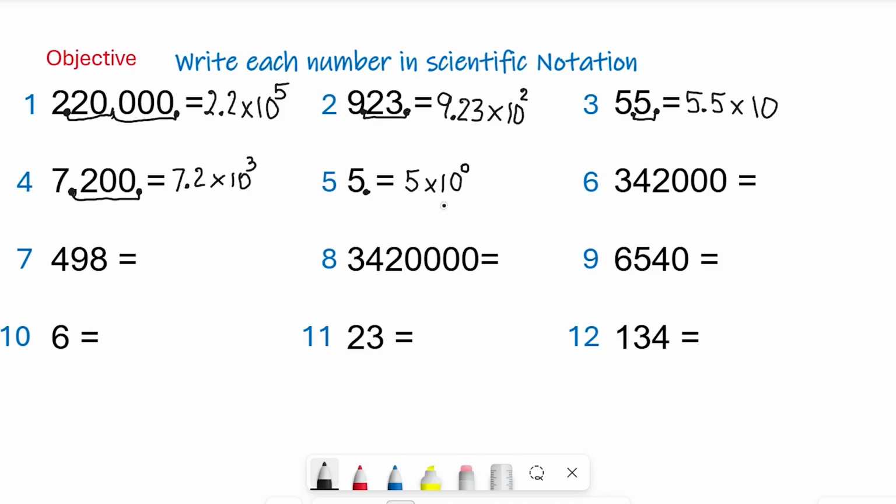All right. And anything to the 0 power is 1. So this is 5 times 1. But because they wanted you to write it in scientific notation, that's how it should look. Or that's how you should write it.